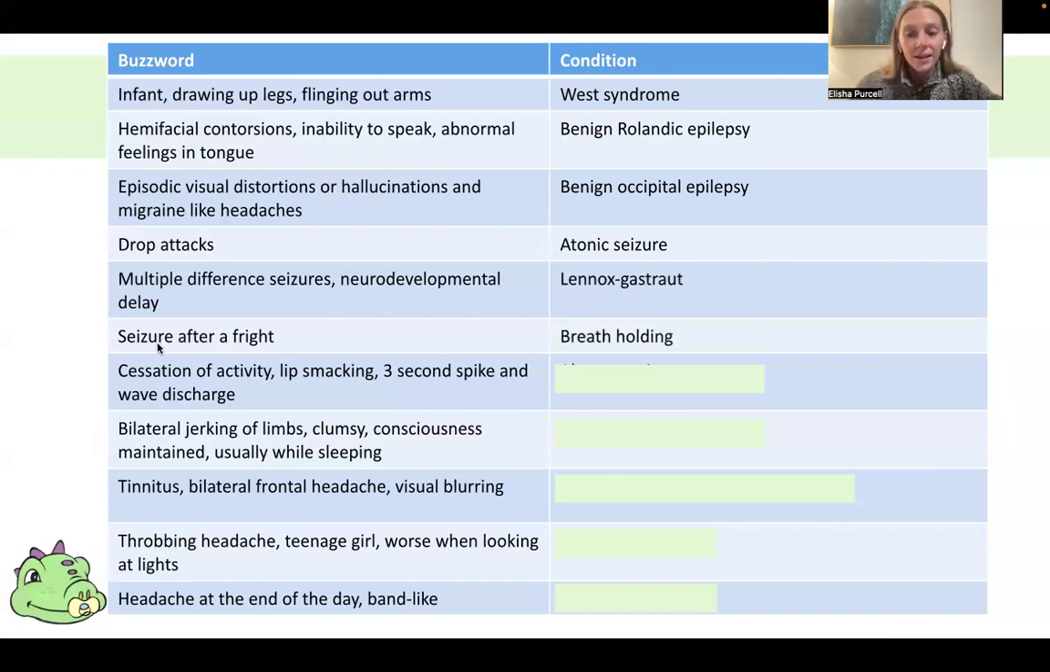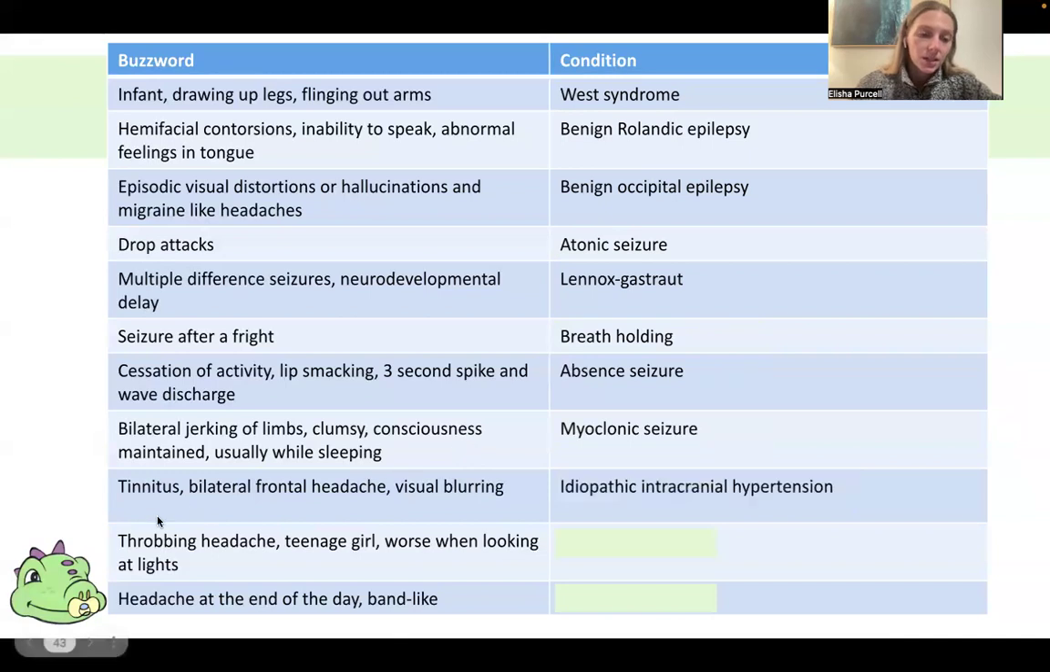Seizure after a fright, either breath holding, cessation of activity, lip smacking, 3-second spike and wave discharge is an absence seizure. Lip smacking is a massive buzzword for absence seizure. Bilateral jerking of limbs, clumsy, consciousness maintained, usually while sleeping, is a myoclonic seizure.